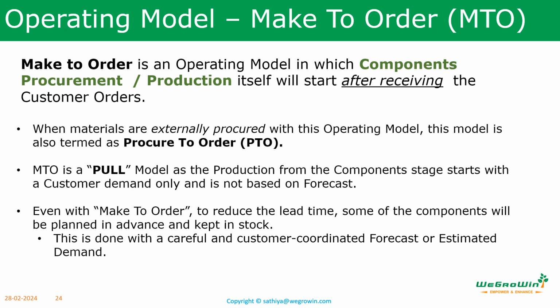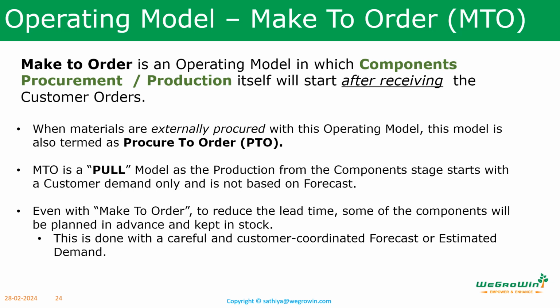Basically make to order is a pull model. It is a production which is happening at the component stage. It starts with customer demand and it is not based on forecast. So if you produce something with forecast, it is called push model, but here we produce based on customer order, so it's called pull model.